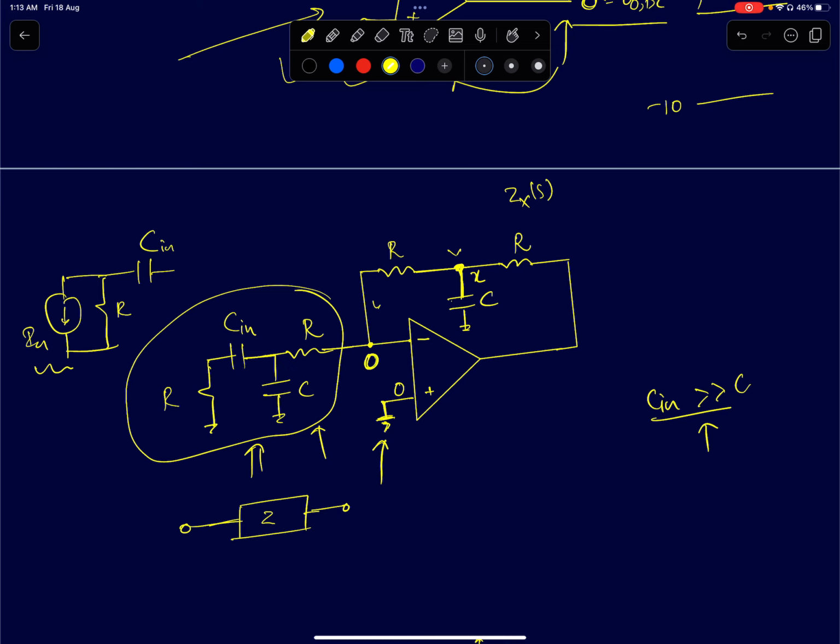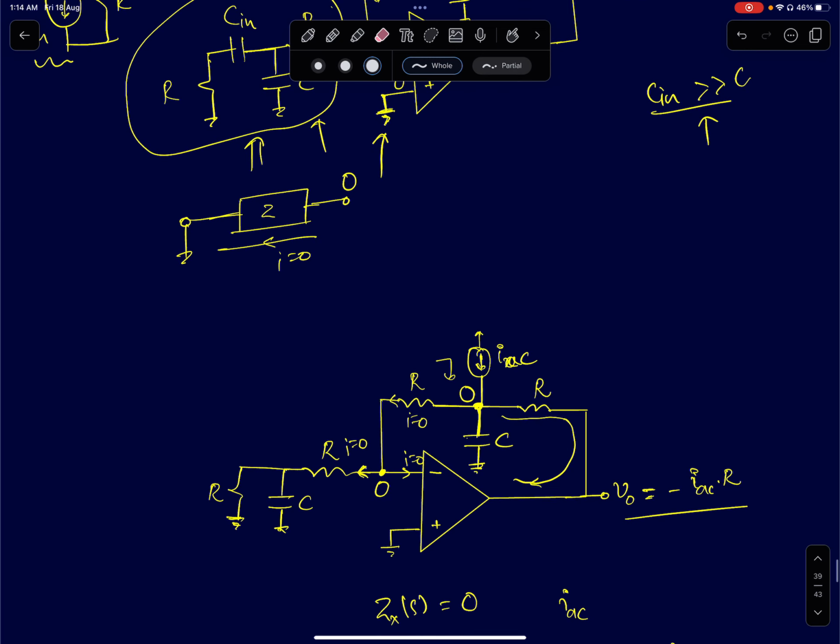So therefore, whatever this impedance Z is, the current flowing through this impedance will be 0, right? Because the voltage across it is 0. Both the terminals are 0 volts. So the current flowing through this is 0. I might as well remove it. Because the current flowing through this resistor is 0, I'll remove it. So now the circuit becomes something like this.